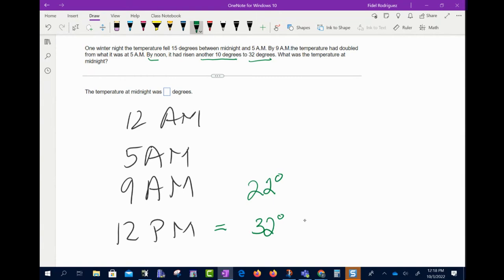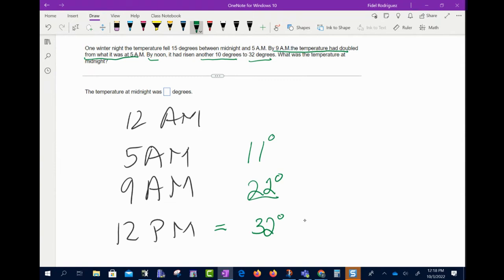Okay. Now, look what it says. From 9 a.m., the temperature had doubled from what it was at 5 a.m. So at 9 a.m., if it was 22 degrees and it had doubled from what it used to be, what would the temperature have been then? 11, right? Because 11 times 2 would give me 22. Okay.